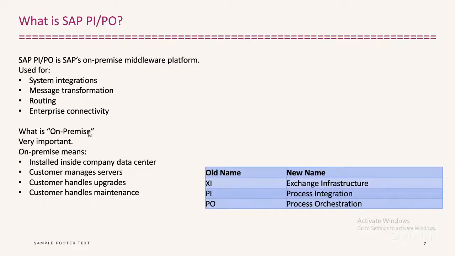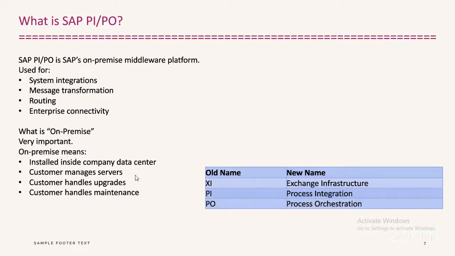We need to understand the term on-premise here. It's very important. On-premise means installation inside company data centers, the customer manages servers, the customer handles upgrades, and the customer handles maintenance. Installation, management, upgrades, maintenance, everything has to be done manually.